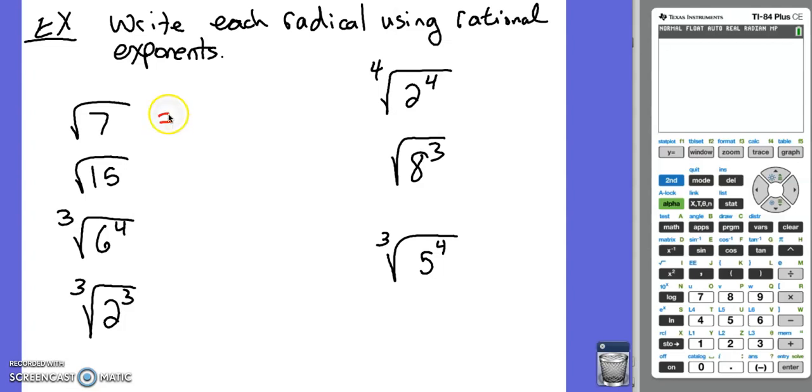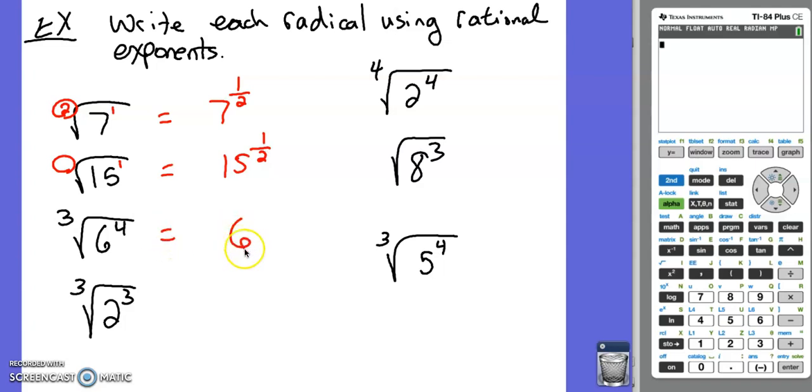Here, the base is 7. The base does not change. Notice it's to the first power, and this is a square root. Remember, the root is the same as the denominator. So the square root of 7 is the same thing as 7 to the 1/2 power. The 15, the base doesn't change. Again, this is a square root, so that's the denominator, and it's to the first power. So 15 to the 1/2 power is what I'm asking you to write.